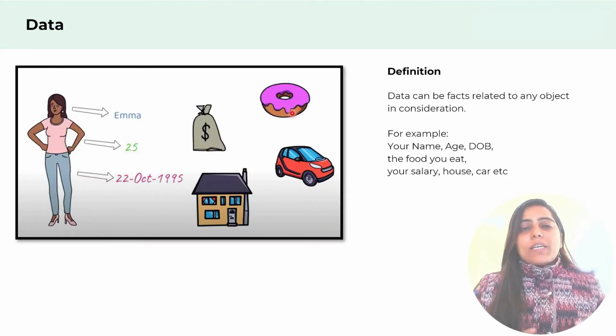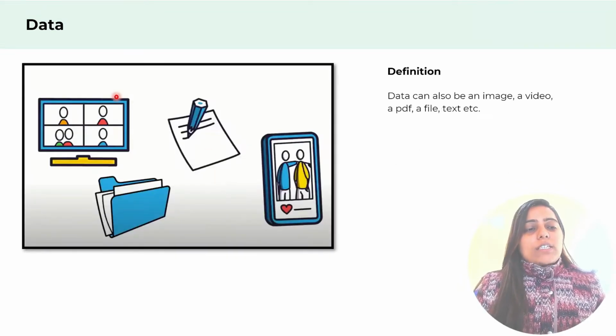So data can be any facts or any information related to an object of consideration. For example, there's a girl over here whose name is Emma, whose age is 25 and whose date of birth is 22nd of October 1995. You can also place much more information about her, like the food she likes to eat, the car she has, the house she owns, and the salary she earns. Now, data can also be in the form of images, like over here, in the form of videos, in the form of files, PDF, text matters, etc.